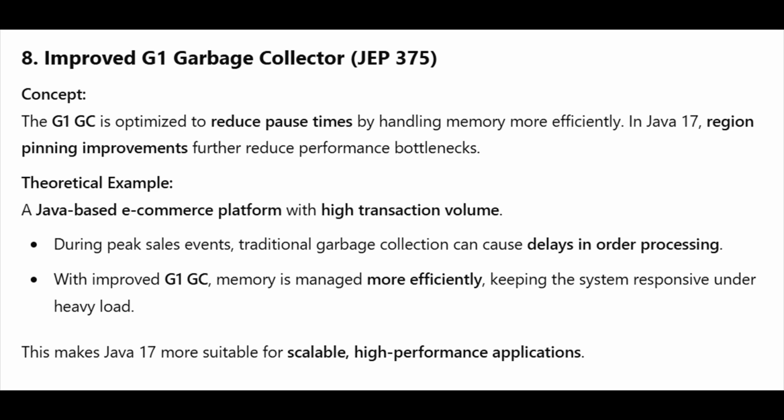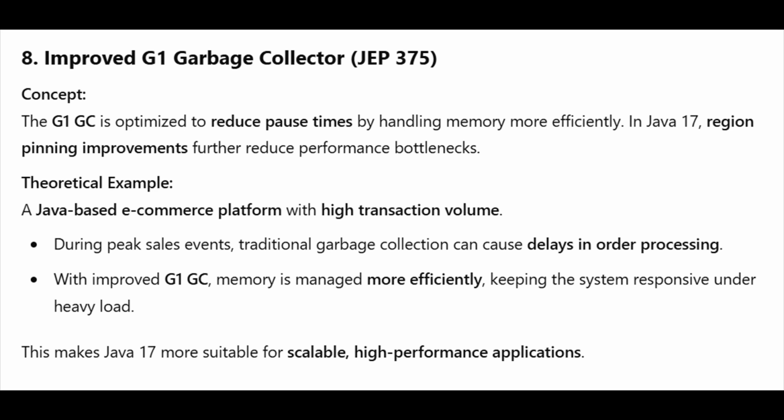Improved G1 Garbage Collector, JEP 375. Concept. The G1GC is optimized to reduce pause times by handling memory more efficiently. In Java 17, region pinning improvements further reduce performance bottlenecks.